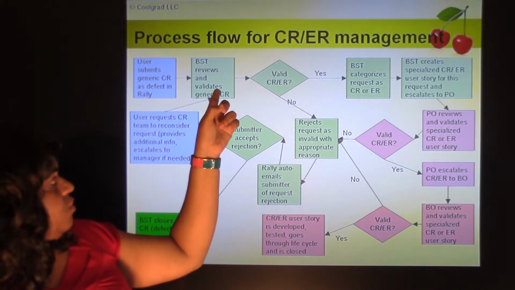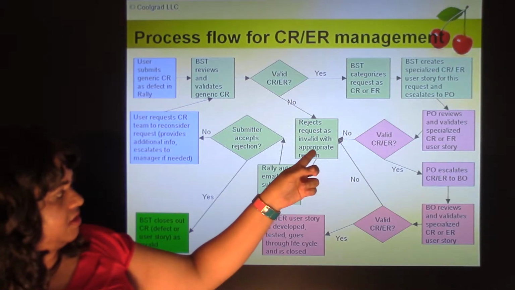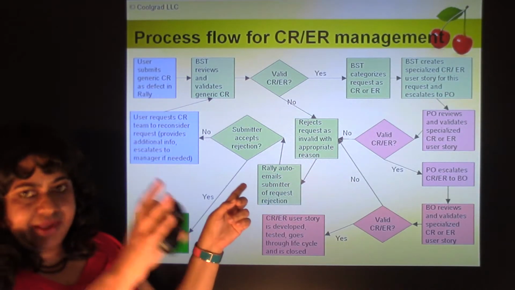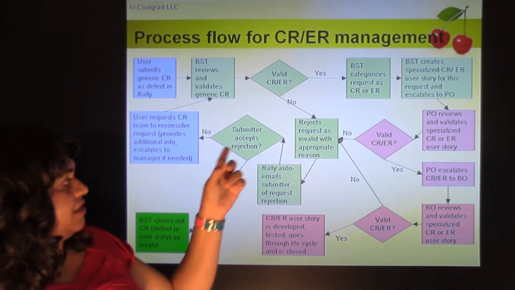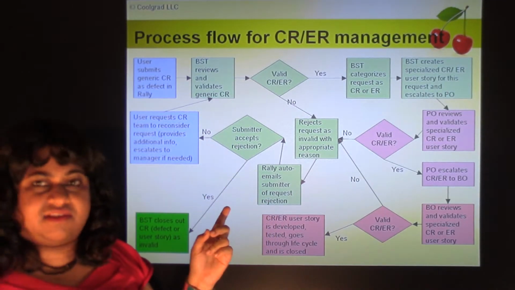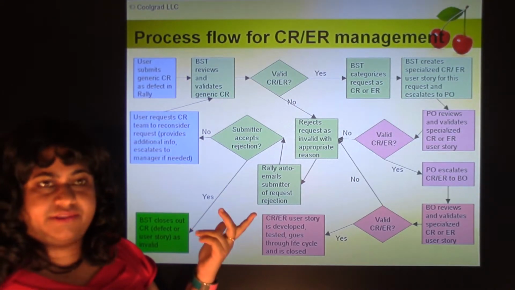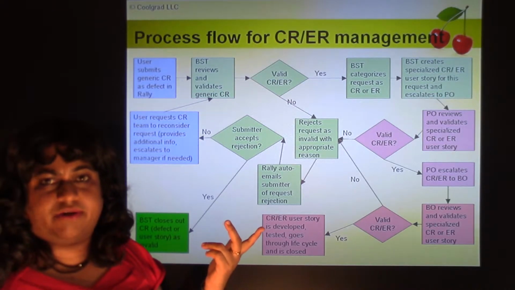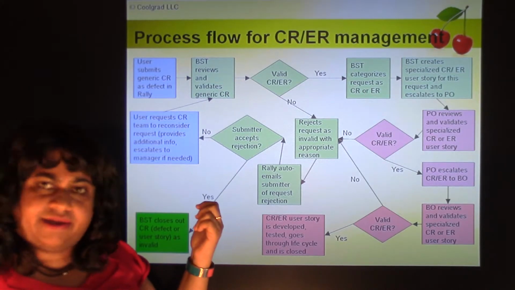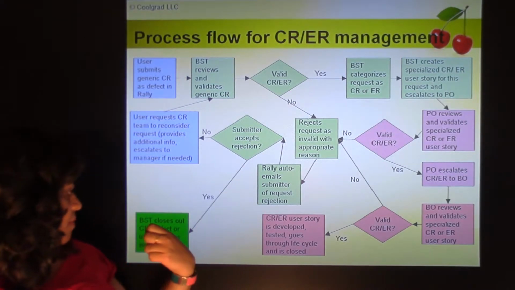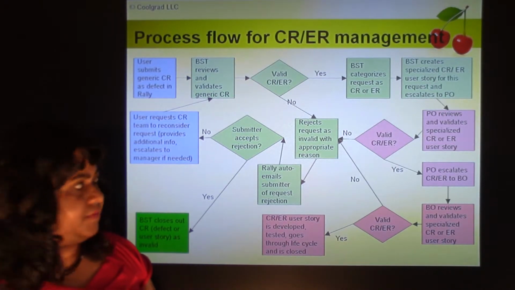So suppose the BST reviews and validates a generic CR and it's not a valid CR. So BST rejects it. And then Rally automatically emails the submitter of the request rejection. Submitter accepts the rejection. He says, oh yes, this is invalid. It is a duplicate, or it's not a valid CR or a valid ER, or there's not enough cost benefit need or effort need for this, so it's an invalid CR. So he says, yeah, I agree, it's invalid, and then the BST closes out the CR, the defect or user story, saying it was invalid.